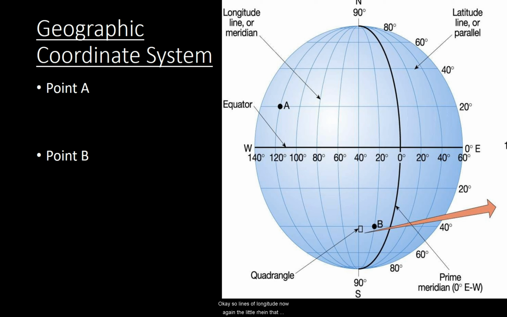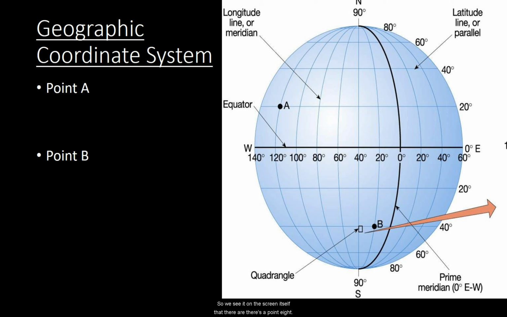Okay, so lines of longitude now. Again, the little rhyme that we talked about in the last lecture series was that all lines of longitude are long. All lines of longitude are great circles. So for example, you follow one line of longitude all the way around the globe, and it equally divides that Earth in half at that particular line. So we define lines of longitude as running north and south, but they delineate between the western and eastern hemisphere of the Earth. And the two significant lines of longitude to know about are the prime meridian and the international date line. So the prime meridian is at 0 degrees and the international date line is at 180 degrees.